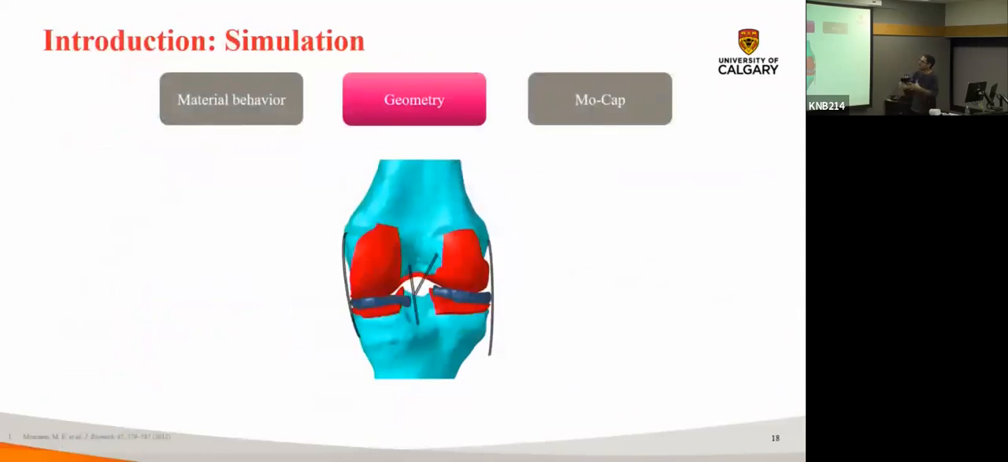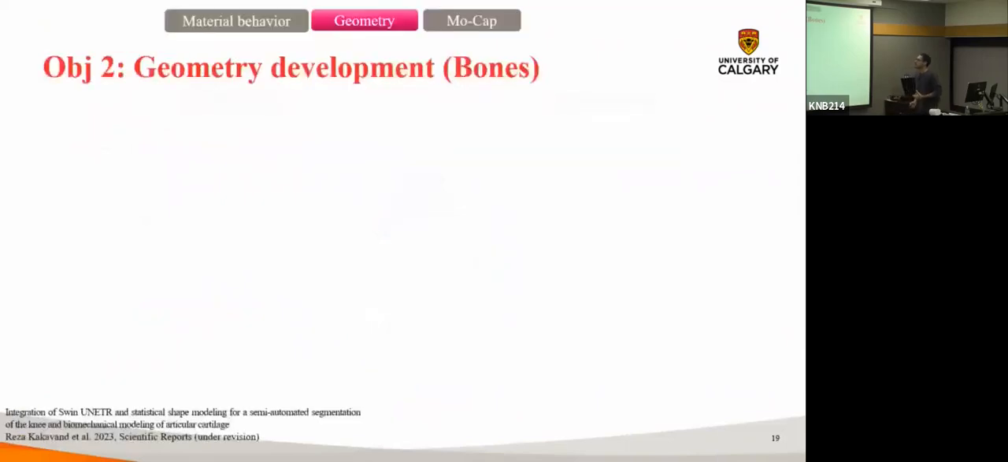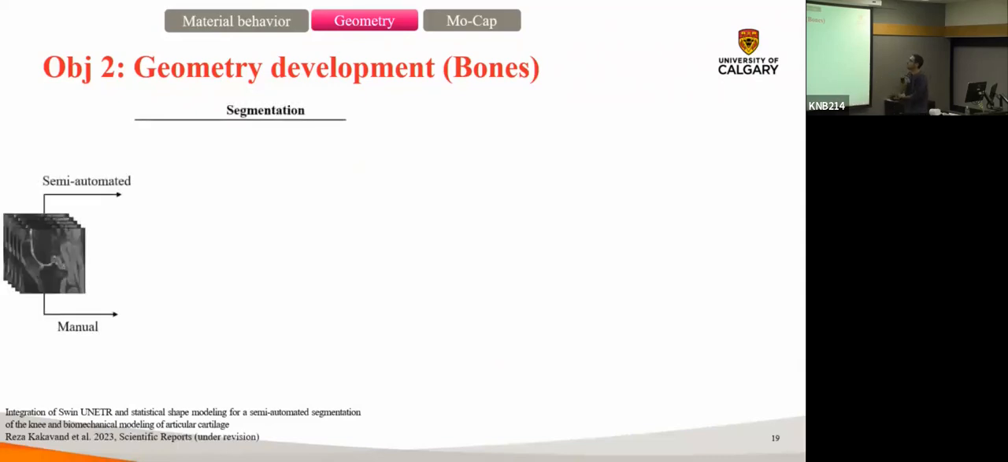So we have this advanced material behavior model, fiber reinforced, fluid, solid. Now we want to enhance the segmentation of geometry. So the first part of this second objective would be focused on the bones. And in the second part, we will automatically segment cartilages, but it's still in progress. Here, I'm going to just present the results for bones.